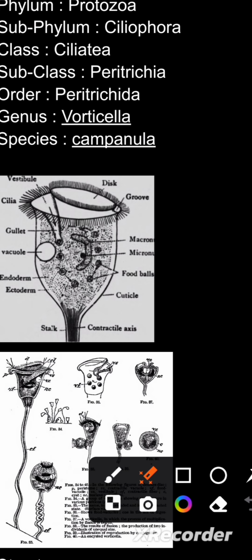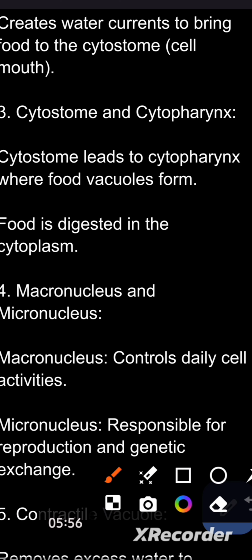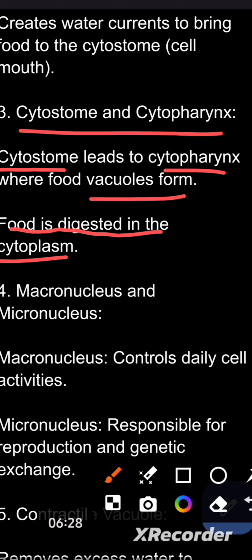And then food enters into the gullet or cytopharynx. Now cytostome, also called cell mouth, leads to the cytopharynx or gullet where food vacuoles form. After the cytopharynx, the food gets digested in the cytoplasm.